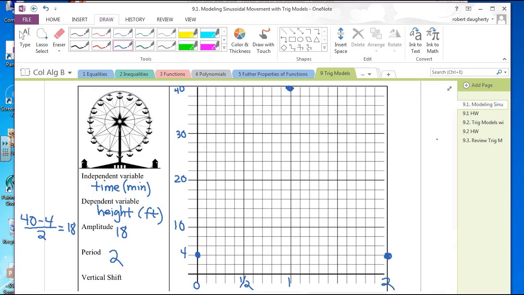So you can see what's happening. What does this look like? It looks like an inverted cosine, right? So halfway between these 2 points, let's look at it. The amplitude is 18, right? So where is my vertical shift?